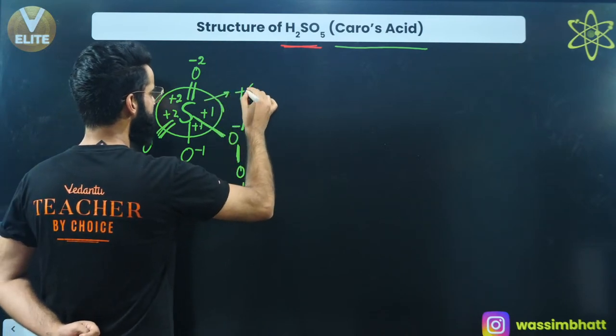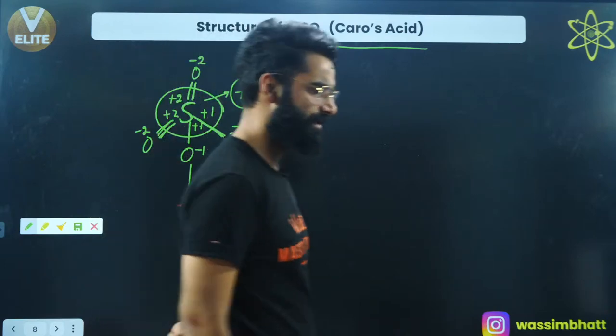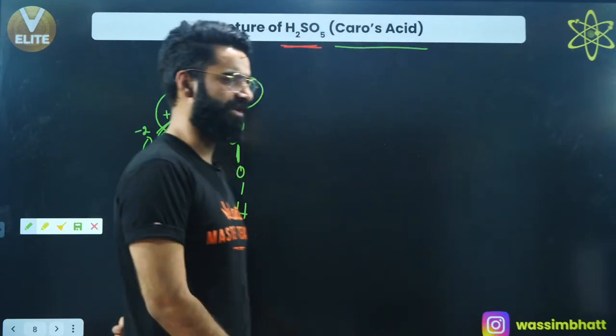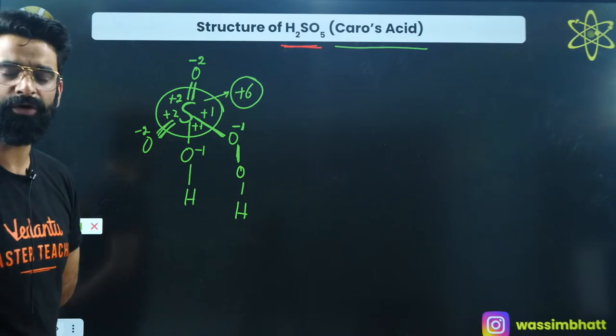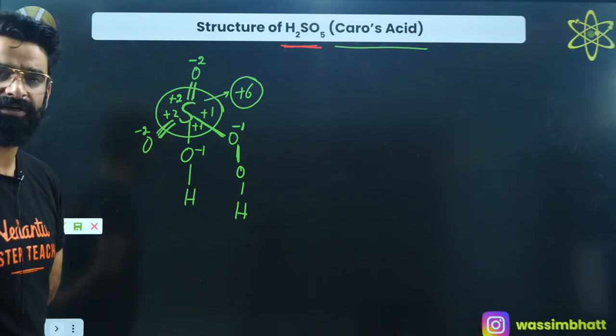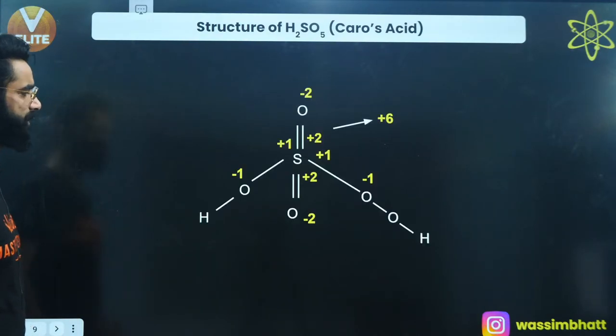So plus 6 is the oxidation state of sulfur in the case of Caro's acid, right? This is one more structure which I want you guys to remember. Perfect. This is the structure of H2SO5, and commonly we call this H2SO5 Caro's acid. Right, people?